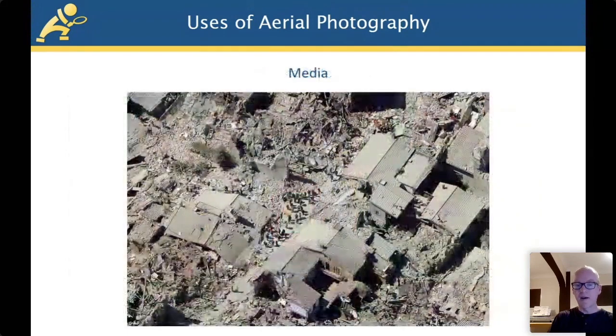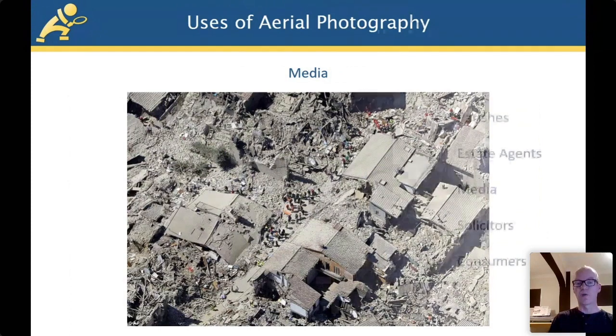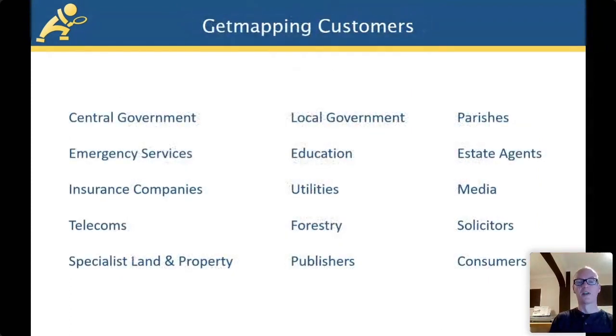And again, we haven't done this, but there is a lot of call for response media as well. Flights responding to media events, floods, earthquakes, and things like that. So again, it's got a lot of uses over a wide variety of disciplines. So Getmapping, we sell to a variety of customers, principally central government and local government, but it's quite a wide consumer and customer base.